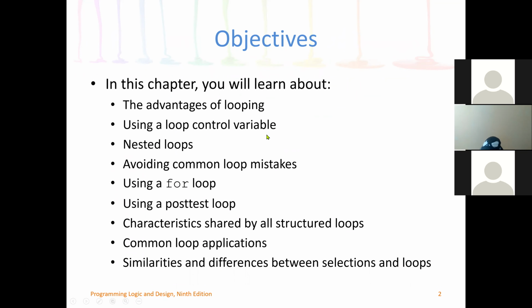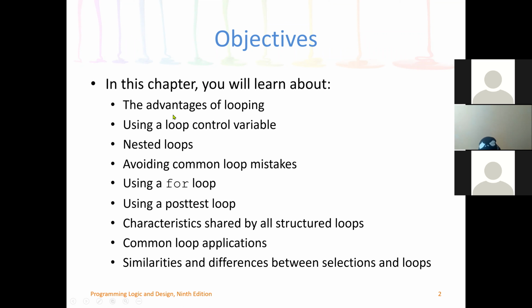In this chapter, we're going to discuss the advantages of looping, also how to use a loop control variable, nested loops, and how to avoid common loop mistakes. The most common loops in almost any programming language are the for loop and the while loop. We may discuss both of them.